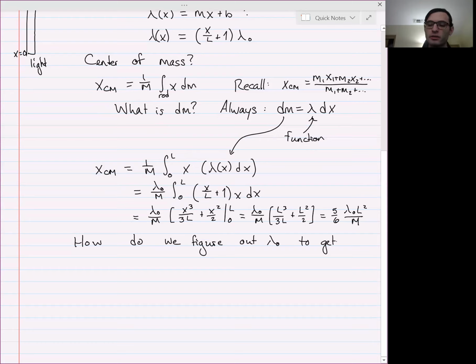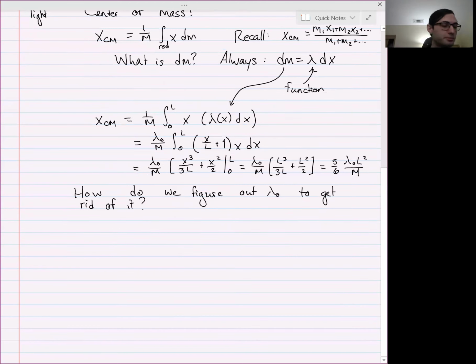Sorry, what lambda naught is. We just kind of gave the density at the bottom a name, but now we actually need to go and figure out what that density is. But we have one more trick up our sleeves.